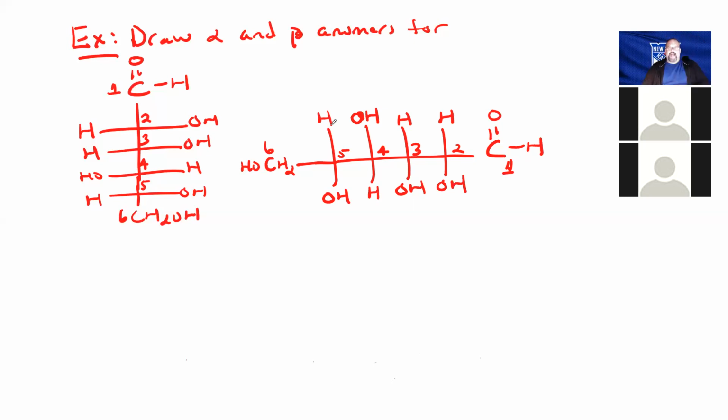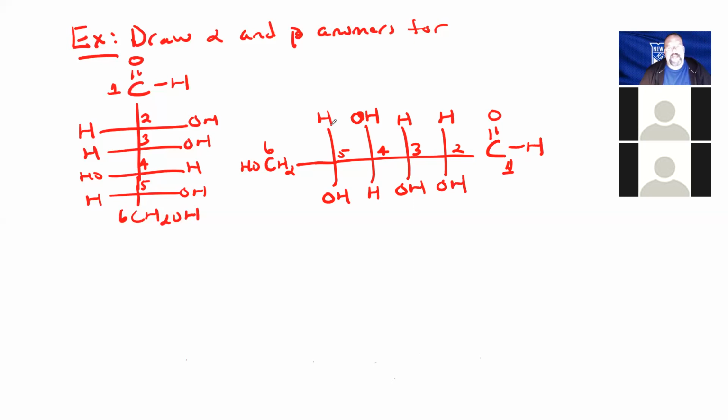All right. So that translation from left and right in the Fischer projection to eventually what would be top and bottom in the Haworth projection is very important. And this first step allows you to make that correct translation.